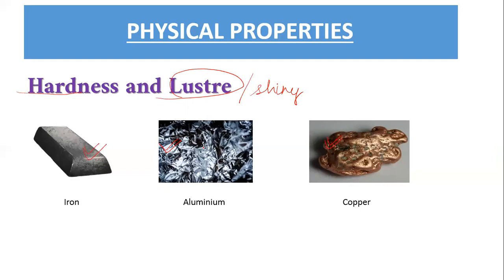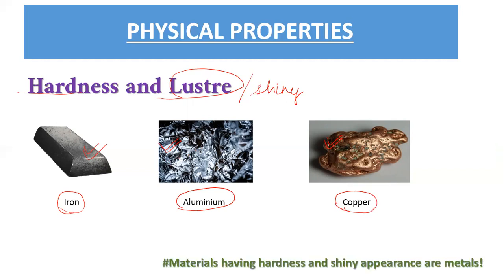So what we conclude here is that they are very hard as well as lustrous. We know that iron is a metal, aluminium is a metal, as well as copper is a metal. So the two things we find common in all these metals are that they are hard and shiny. So we conclude that materials having hardness and shiny appearance are metals.